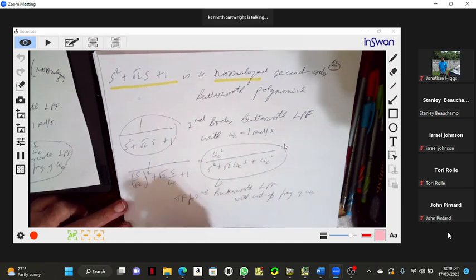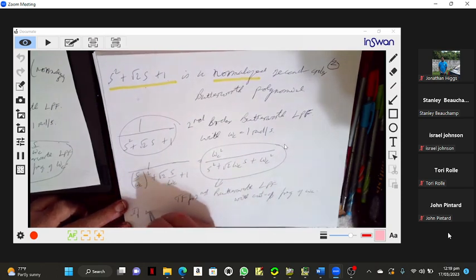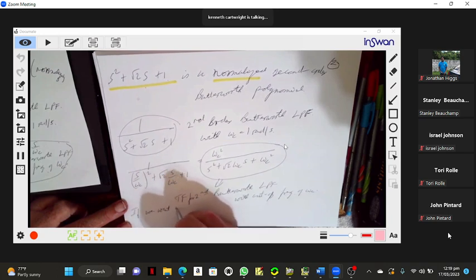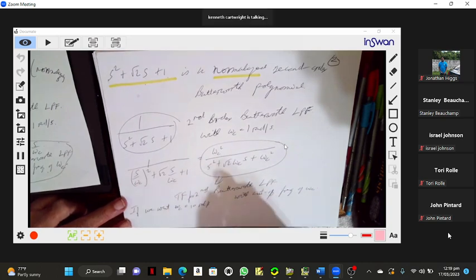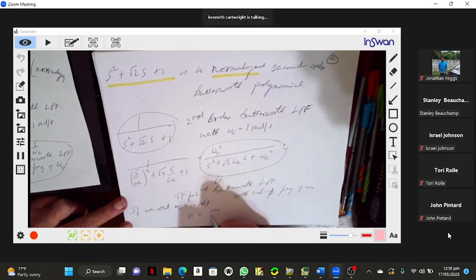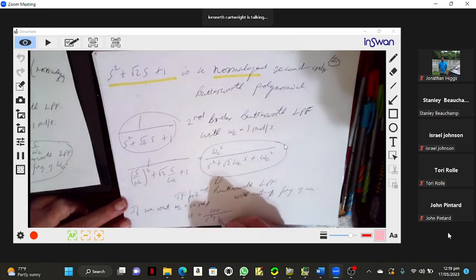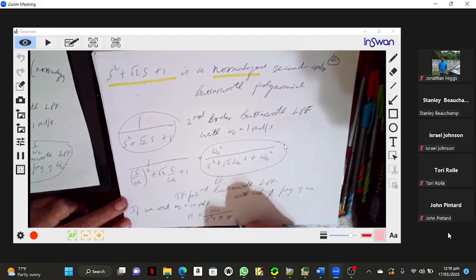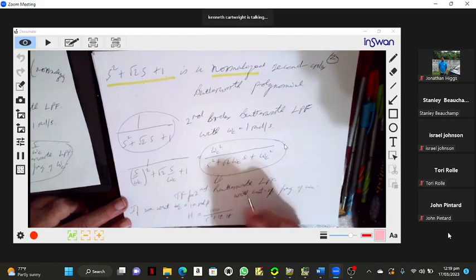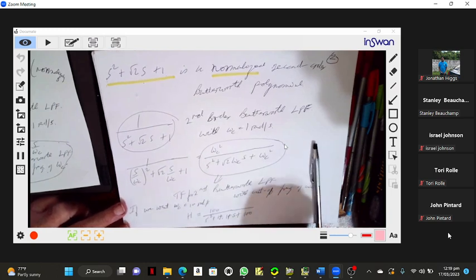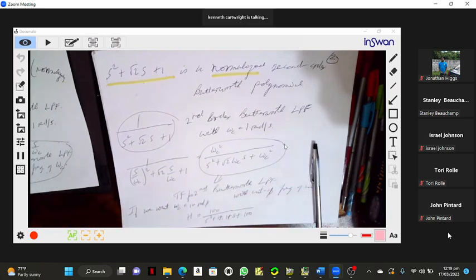So, for example, if we want omega C equals 10 radians per second, the transfer function would be 100 over S squared plus root 2 times 100, which is 14.14. Oh, sorry, root 2 times 10. Any questions about that?